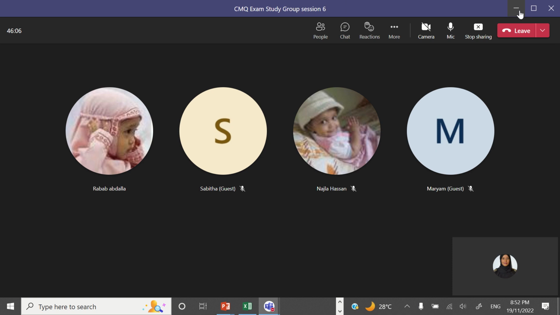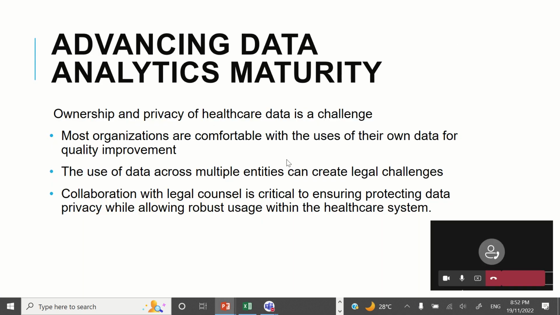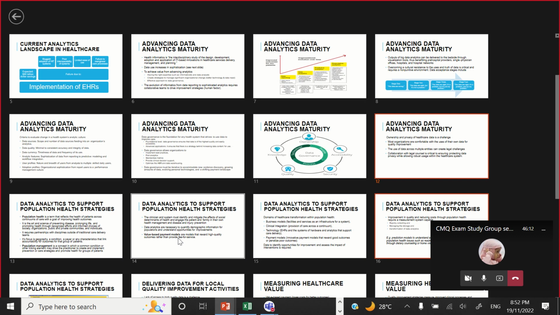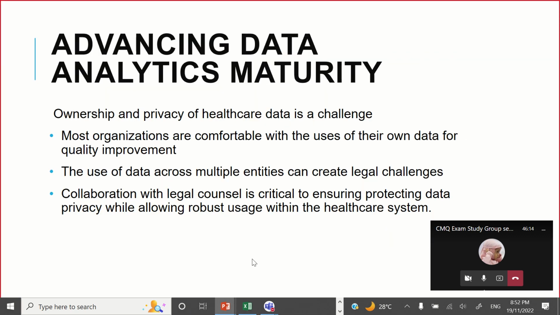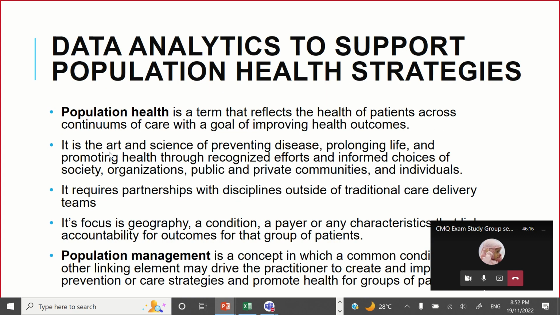Maintaining the well-being of the population, the preventive medicine. Population health reflects the health of patients across the continuum of care with the goal of improving health outcomes.